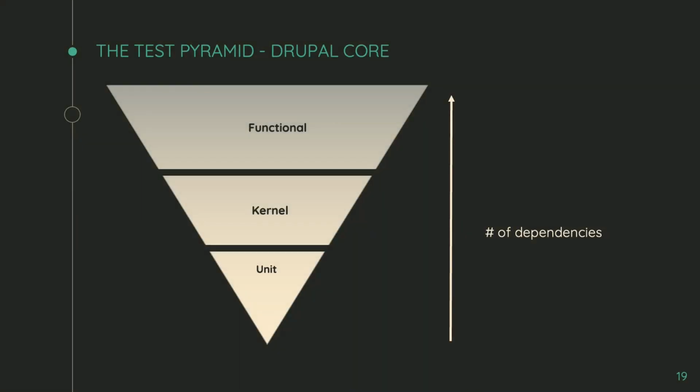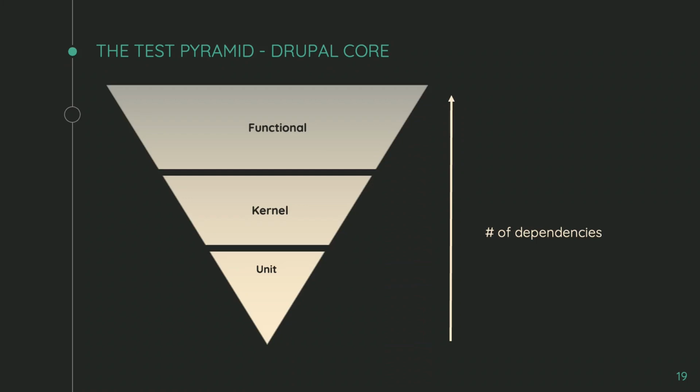Drupal looks like this. Drupal doesn't actually have very many unit tests going on. Surprisingly small amount. And then, a decent size of kernel tests and a lot of functional tests. Surprisingly, a lot of functional tests. Anyone have any idea why this might be? Why does Drupal look like this?